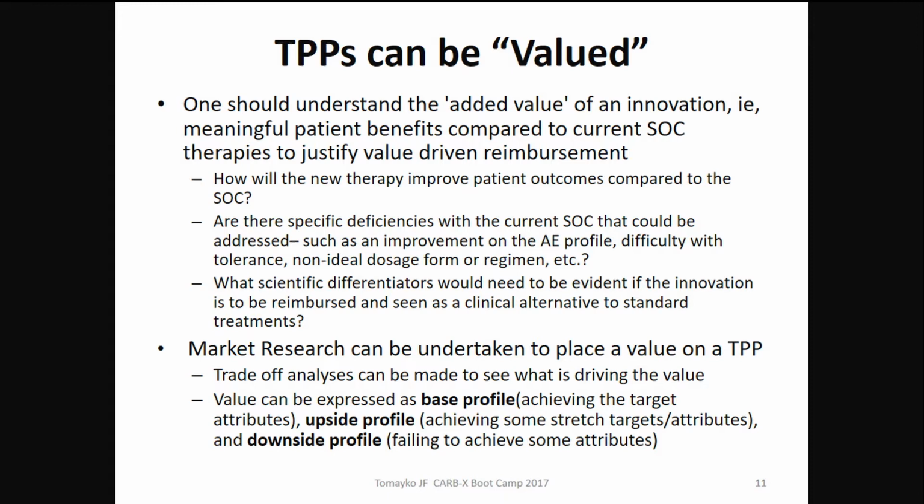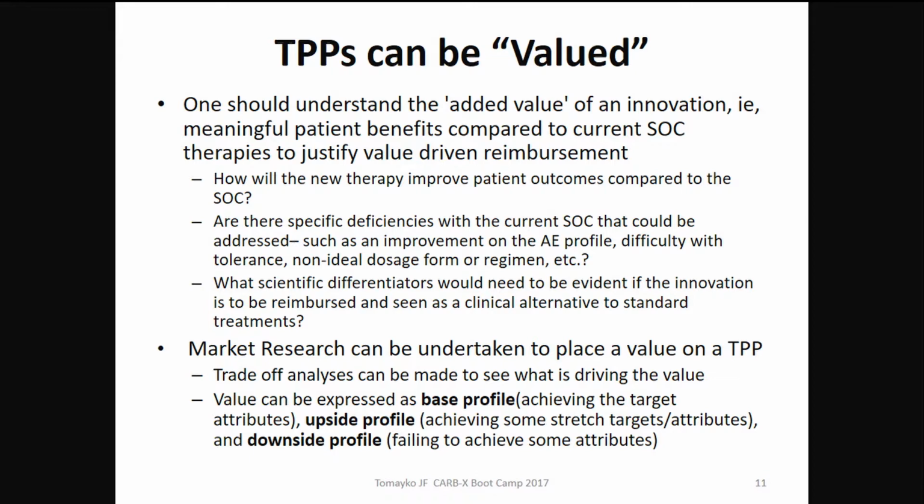The last point I want to make on this slide is that market research can be undertaken to actually place a value, a monetary value, on a TPP. And the way this is done is called quantitative market research, something I'm not much of an expert on. But it involves trade-offs where you look at the various attributes in your TPP and you try to determine which of those attributes is accountable for driving most of that value. And the value can be expressed as your base profile, which is achieving the target attributes. An upside, maybe you hit something that you're lucky and it's better than you want, a stretch target. Or a downside where you fail to achieve some of these attributes.